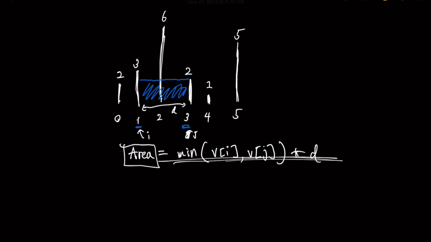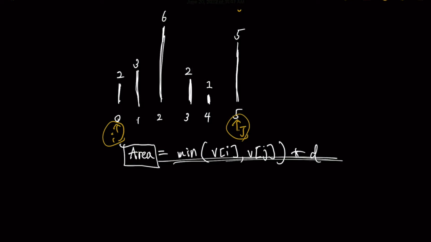So how we're gonna solve it is we're gonna use 2 pointers. My pointer, I'm gonna call it I, and I'm gonna call this guy J. So let's get started. Initially we have pointers here and here. So area is what? It's 2 times what distance? 2 times, because 2 is the minimum of 5 or 2, and distance is 5 minus 0, which is 5. So I get 10.